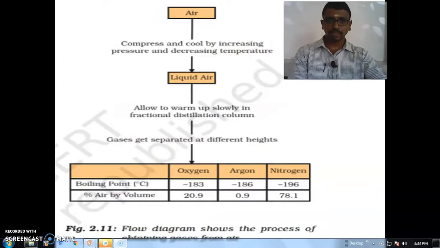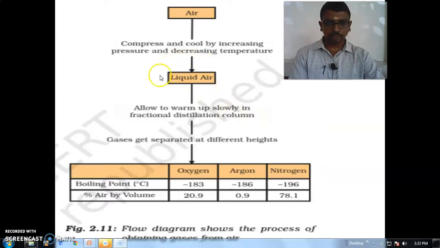First we can see the air. The air will be compressed and cooled. How can we compress and cool? We have to increase the pressure and decrease the temperature. With that help, the air is converted to liquefied air, liquid air. And after that, we allow it to warm up slowly in the fractional distillation column. And here we can get the liquid air now.